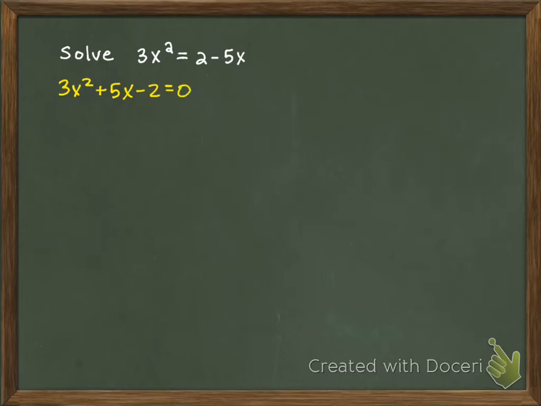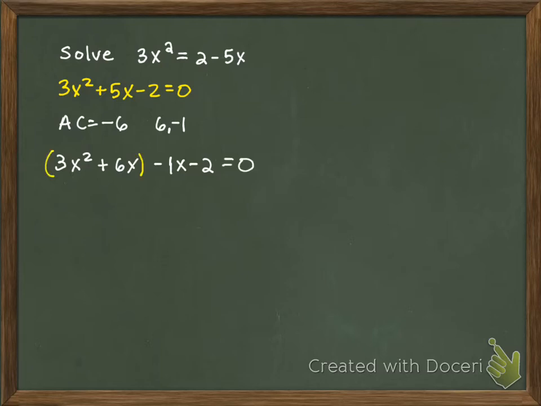Now we use the AC method to factor this, where AC is equal to -6, and we want two numbers that multiply to give us a -6 and add to give us a +5. So we're going to use 6 and -1. This is going to allow us to rewrite our quadratic as 3x squared plus 6x minus 1x minus 2 equals 0.